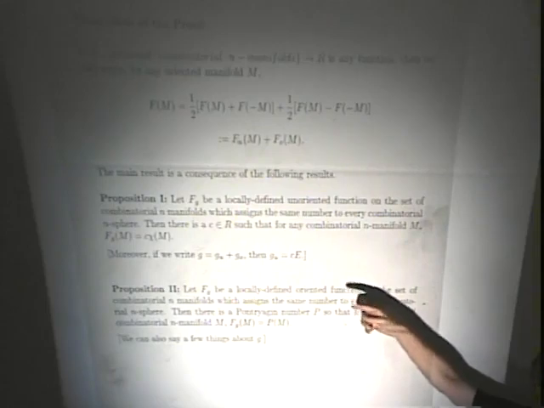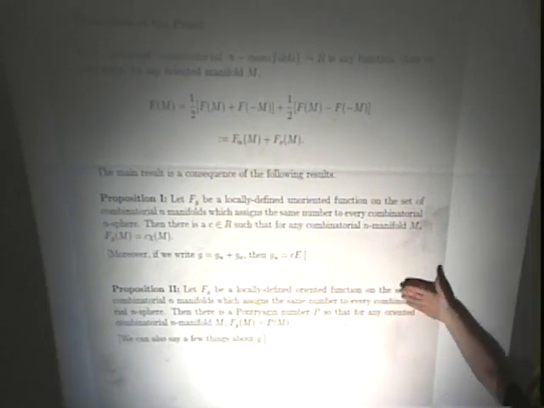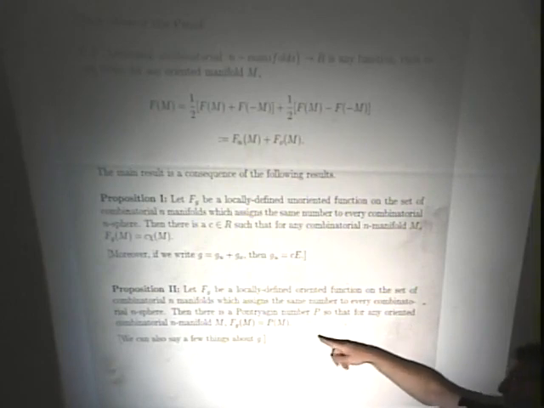One is, if you have a locally defined unoriented function, then it's a multiple of the Euler characteristic. And if you have a locally defined combinatorial invariant which is oriented, then it's a Pontryagin number. I also want to say, although I won't have time, the big problem is to figure out what G is, the local function. I won't do that, but you can say things about G in these two settings. Okay. So let's start with the unoriented case, because this is actually kind of interesting by itself.